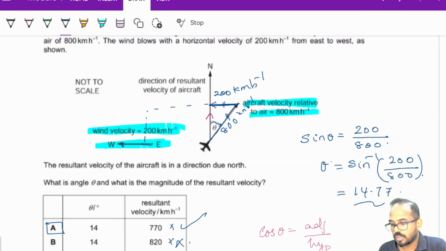So I have explained all this theory in my video, vectors. You can watch that vectors video if you have any doubt in the concept. Okay.